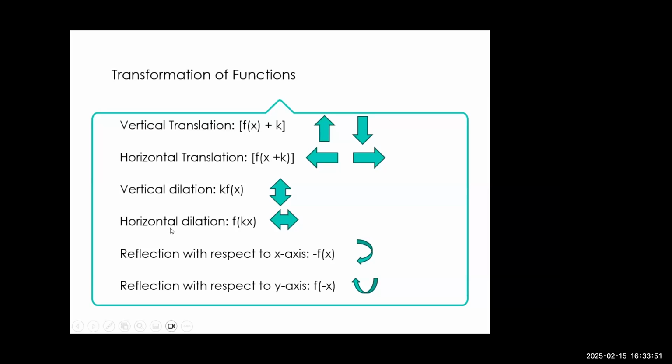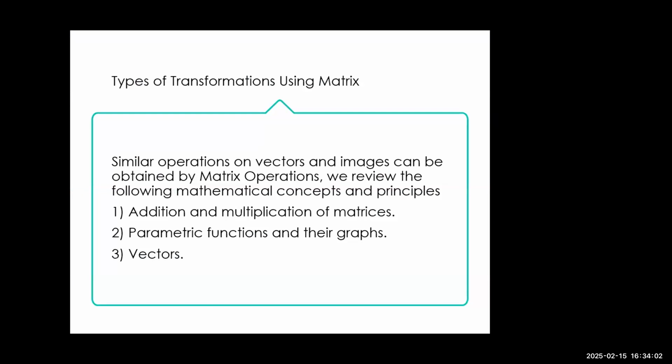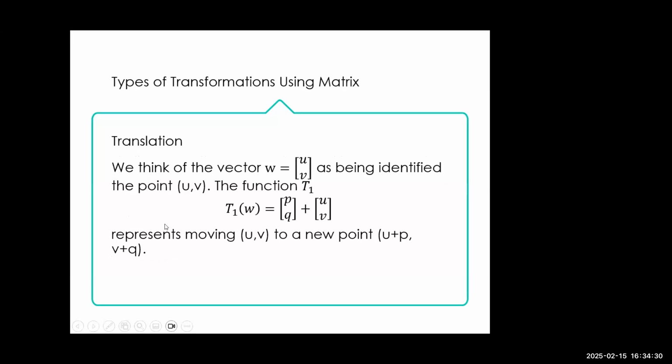But how about when we have some vectors? How can we use matrices to transform your object into the one we want to see? Mainly it is based on the addition or the multiplication of matrices. On the other hand, I'm also using parametric functions to help me with the graph, and I also need to generate the vectors.